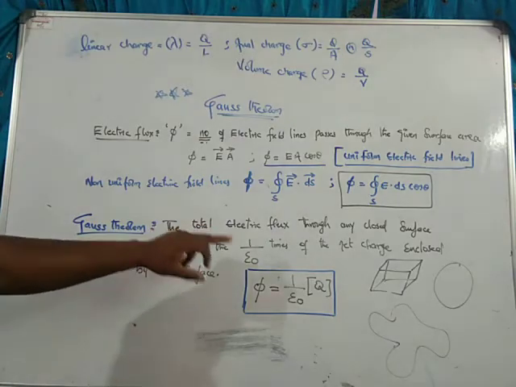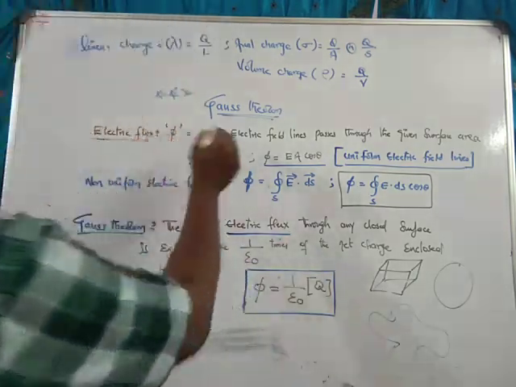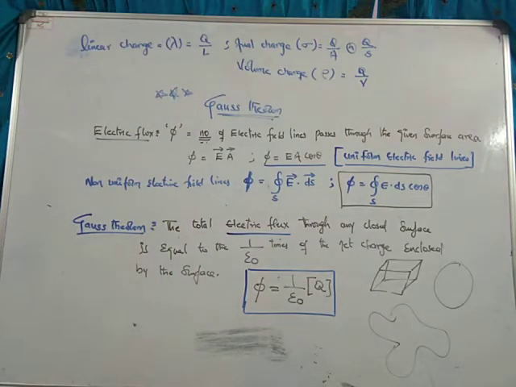Next, in Gauss theorem we want to define the electric flux. So what is the electric flux? It is the number of field lines passing through the given surface area. If it is uniform, flux is equal to EA cos theta. If it is non-uniform, it is the surface integral of E dot ds cos theta. Next we will check the proof for Gauss theorem.